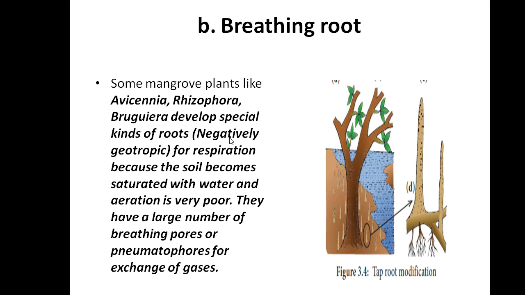I told you roots are generally positively geotropic because they grow in the direction towards gravity. But Avicennia grows in the anti-gravitational direction, a negatively geotropic root, growing from the ground towards the sky, and it has some small pores. Why does it need pores? For breathing purposes. It needs gas exchange through the pores of the root, so the root grows in the anti-gravitational, negatively geotropic direction. So these holes present in the roots are called pneumatophores or breathing pores.